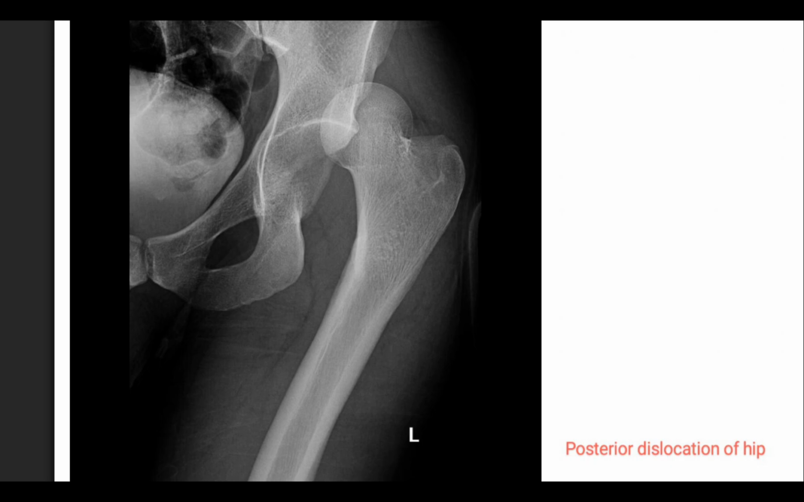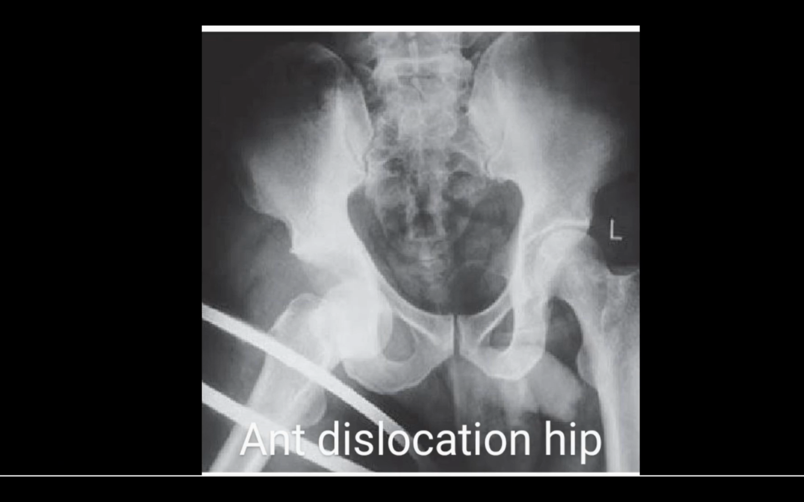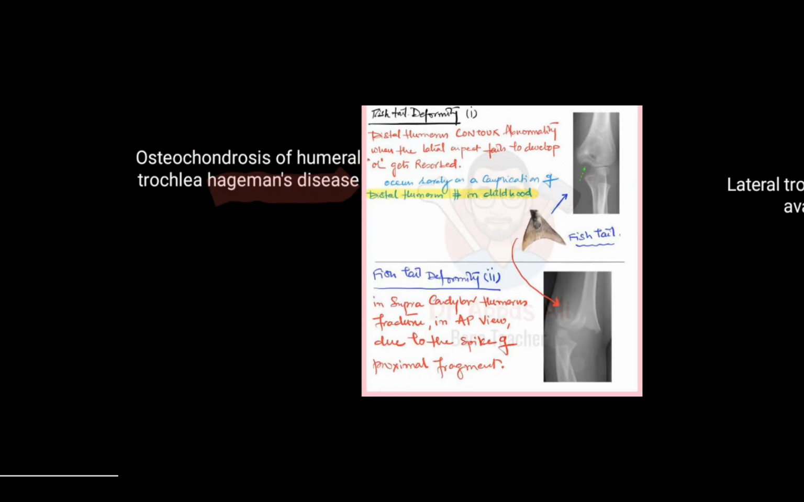And next, this is showing the posterior dislocation of the hip. How will we identify it on an X-ray? See, here the leg bone, that is the femur, has gone into internal rotation and adduction. So it is posterior dislocation. While in anterior dislocation, it does not move medially, it has moved laterally, that is external rotation and abduction. So it is anterior dislocation.